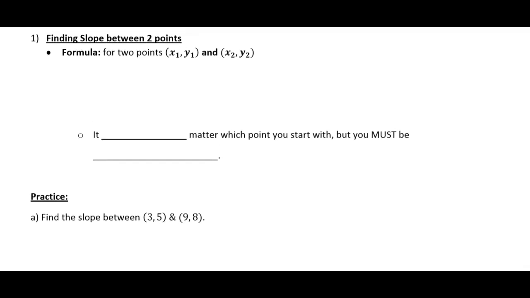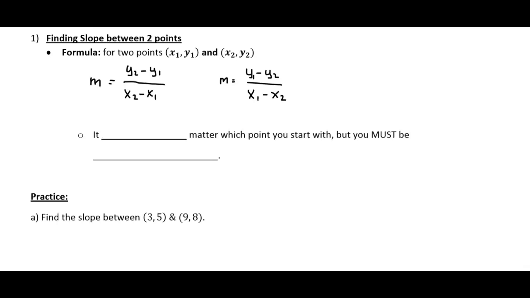So, finding the slope between 2 points. If I have 2 different points, my formula is y2 minus y1, because it's the change in it, so it's subtraction, over x2 minus x1. And this is equal to m. M means slope. So from now on, anytime you see m, it's slope. You could also write it as y1 minus y2 over x1 minus x2.